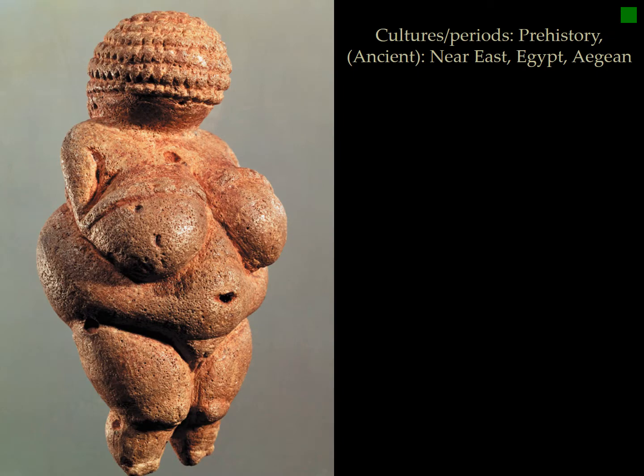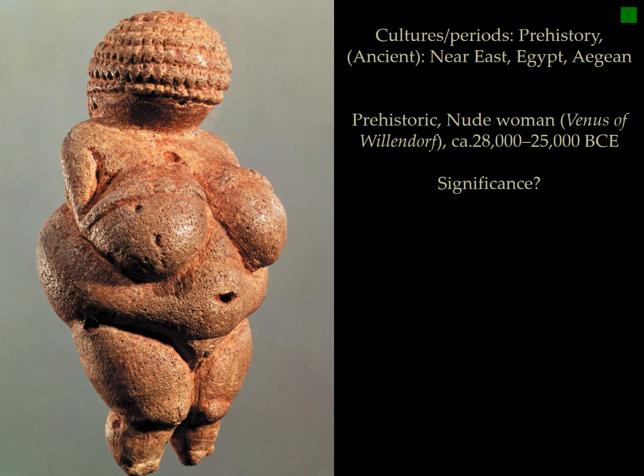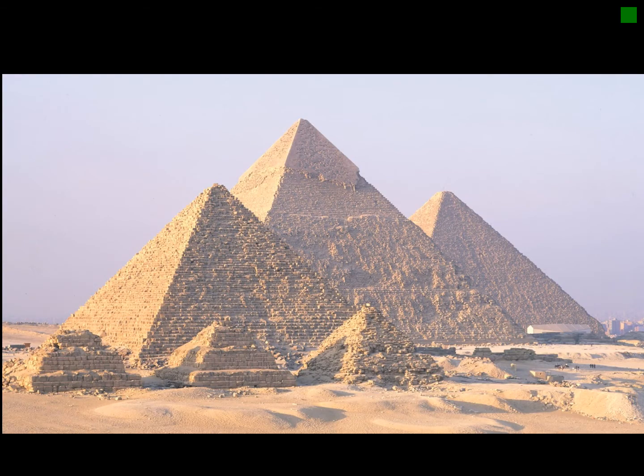So for instance, if being shown this image, you would be able to talk about the fact that it is part of prehistory, that it is going to be the nude woman or Venus of Willendorf, and was produced roughly between 28,000 and 25,000 BCE. The significance, of course, is that it is a fertility image.